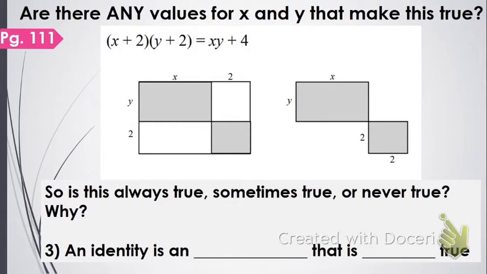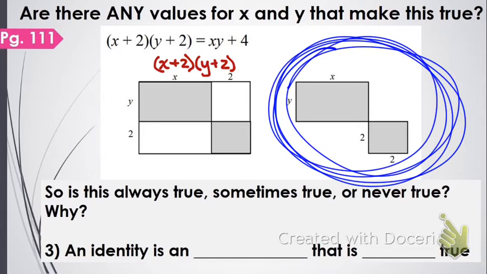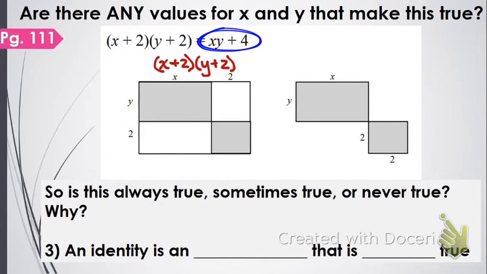So I want to give you guys a couple of minutes on your own first. This area model on the left is showing us this side of the equation. This is showing x plus 2 times y plus 2. The other area model, this one right here, is showing us the other side of this equation, xy plus 4. Sorry, xy, not x squared, xy plus 4.